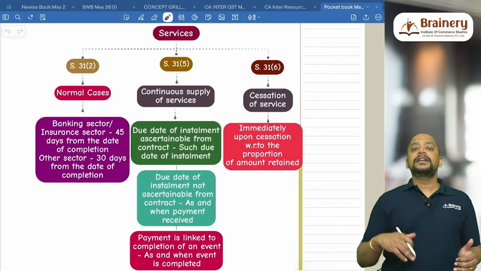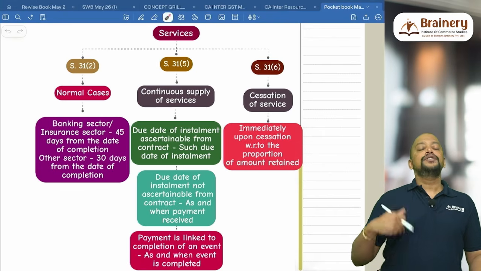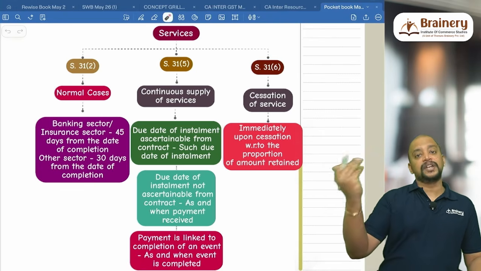And in that case, what if the other person claims the damages and we pay the damages to him? So that will be compensatory in nature. That will not be treated as consideration in the hands of the other person.